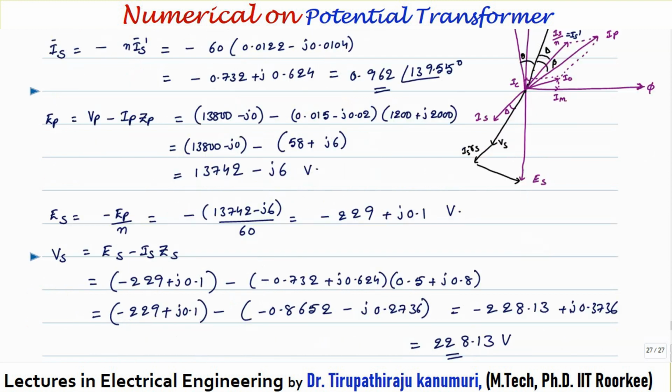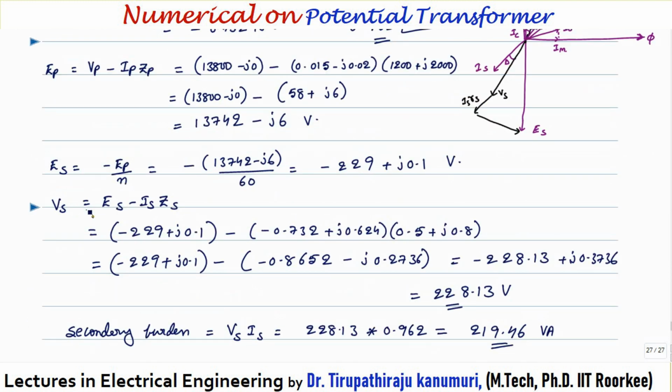So I want to calculate VS. So what is VS? VS will be equal to ES minus ISZS. Agree with me? So from ES I have subtracted IS, the secondary side current we have calculated, multiplied with ZS. ZS is RS plus J times of XS. So when you do that, you will calculate the value of terminal voltage. So terminal voltage is obtained as this one. I have converted this to the polar form. So magnitude will be 228.13 volts.